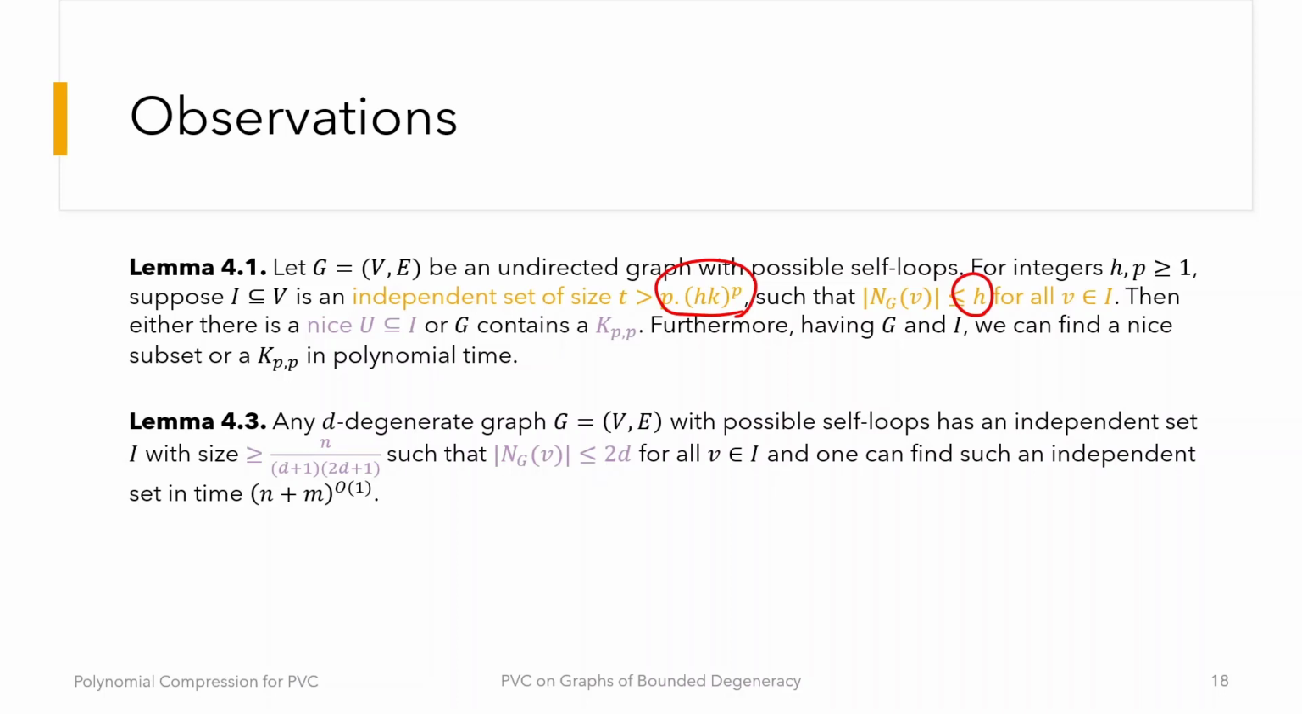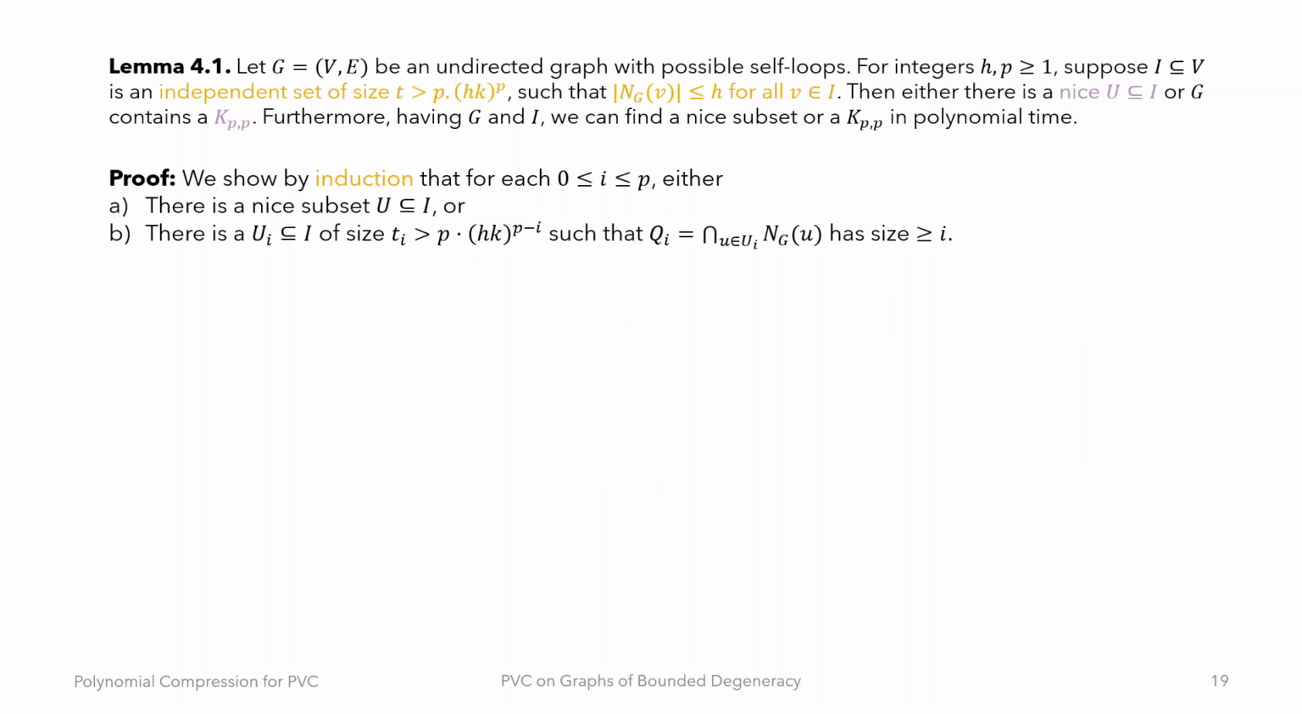The second observation is that any degenerate graph has an independent set large enough, and all vertices in that independent set have at most 2D neighbors. And also we can find that independent set in polynomial time in the size of the graph. So now we prove the first lemma.